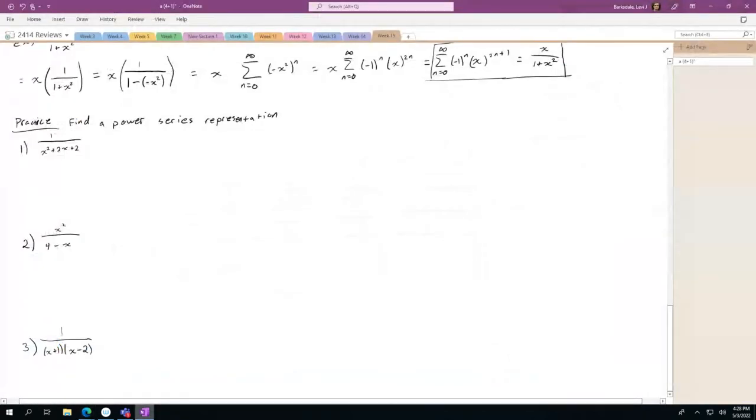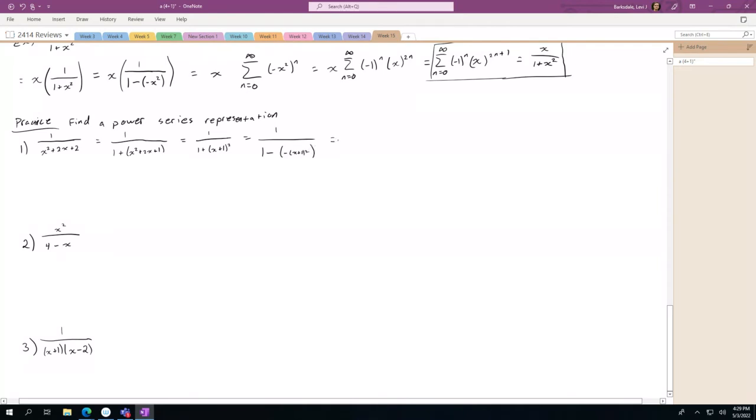All right, let's go over these problems. The first one, if you're particularly clever, you can actually notice that this is 1 over 1 plus x squared plus 2x plus 1, which is 1 over 1 plus x plus 1 squared, which is 1 over 1 minus negative x plus 1 squared.